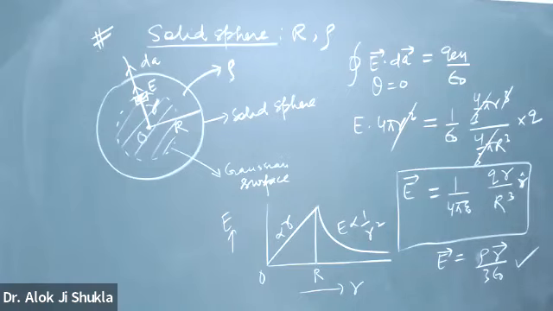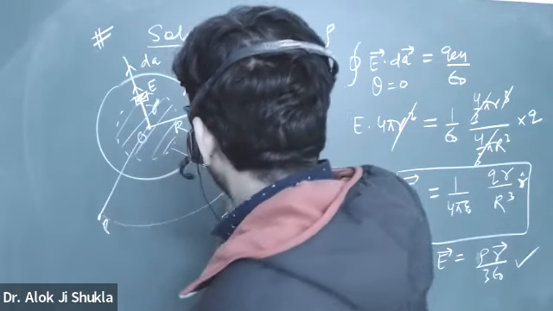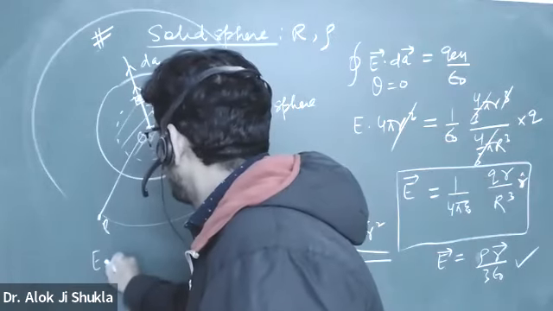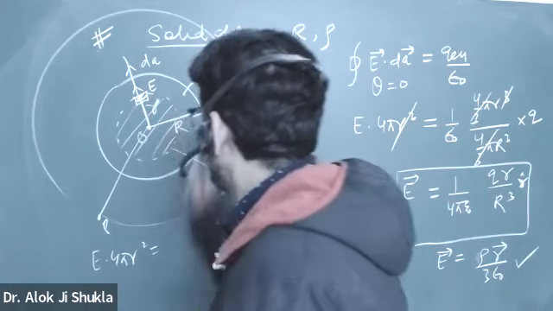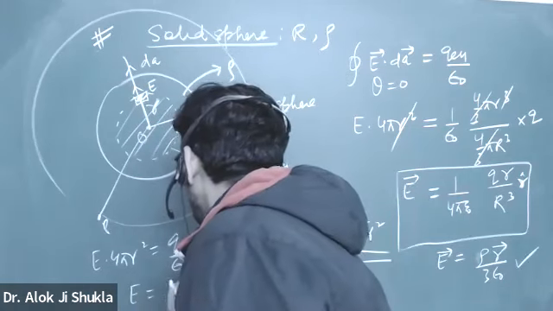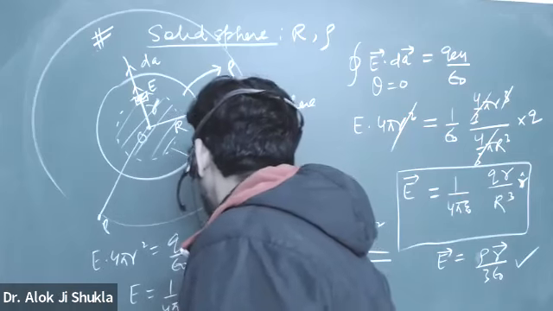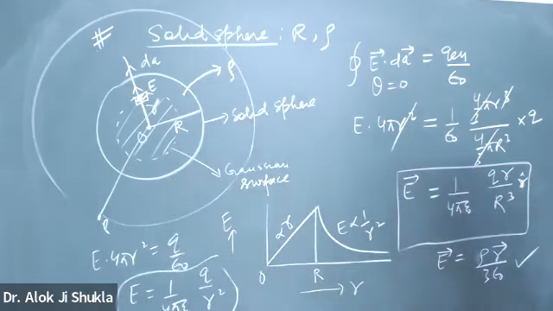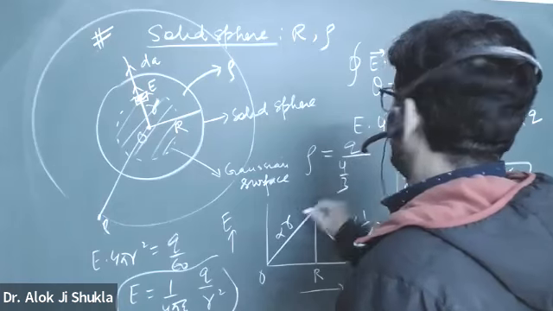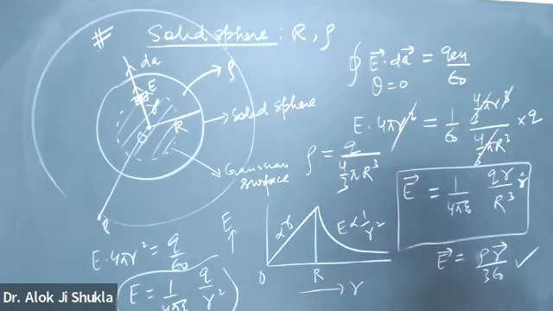Outside. So let me calculate outside. So for outside you take a point P here, this will be the Gaussian surface. So E into 4 pi R square will be, total charge will be Q by epsilon naught. So E will be 1 by 4 pi epsilon naught Q by R square. और Q को चाहो तो रो के टर्म में लिख दो, because rho is Q by 4 by 3 pi R cube, charge by volume.